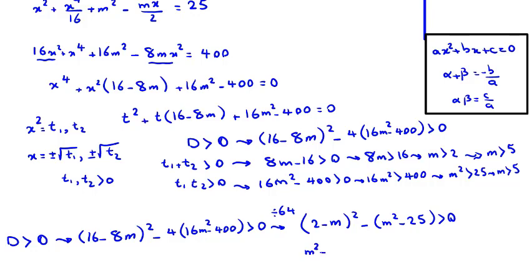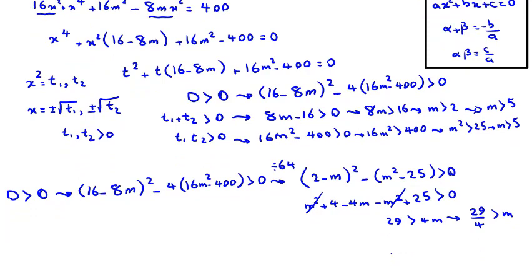So here you say m squared plus 4 minus 4m minus m squared plus 25 greater than 0. And if we simplify, this will be cancelled. Negative 4m, take it to the right side. It will be positive 4m. 4 plus 25, 29. So here we conclude m is less than 29 over 4. So what we conclude, m is greater than 5 and less than 29 over 4.